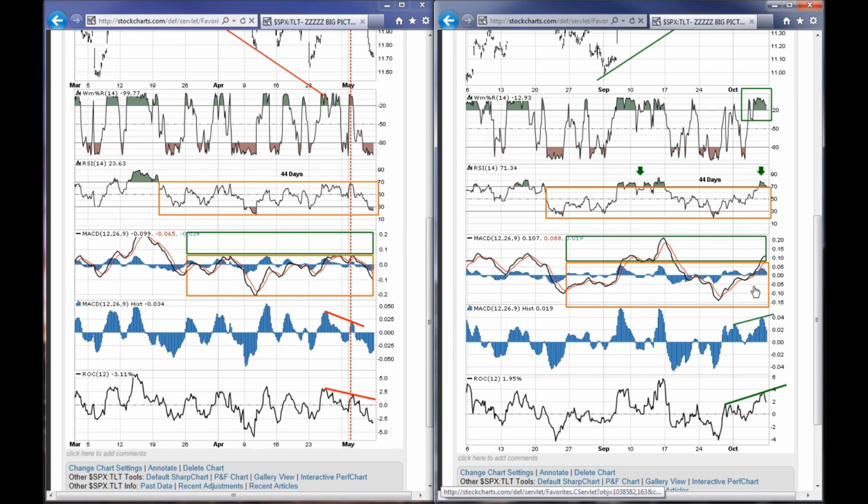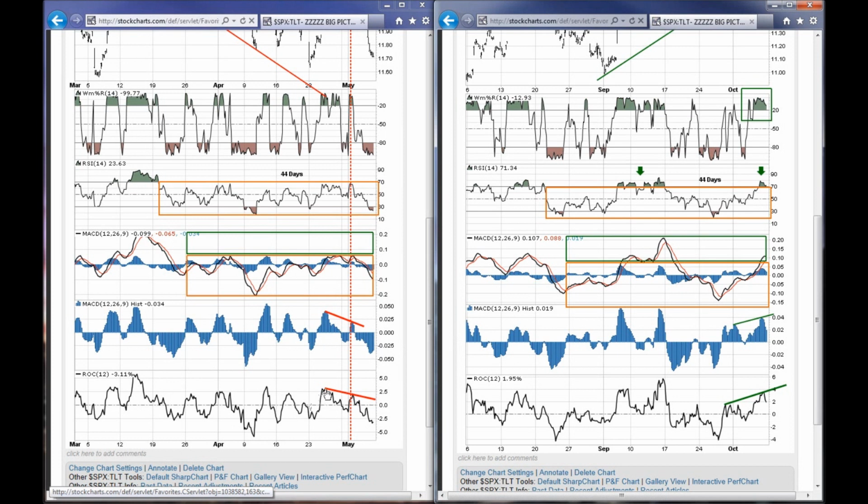The amount of time that we're spending in the orange box, this is much worse here. We stay in it. Here we break out of it. Here we break out of it. Histogram, lower high before the stock market rolled over. This is May 1st. Here, as of the close on October 5th, the ratio histogram just made a higher high relative to this high. This looks much more bullish than this.